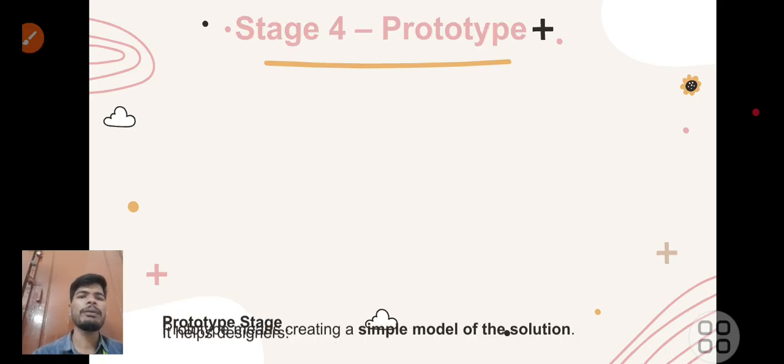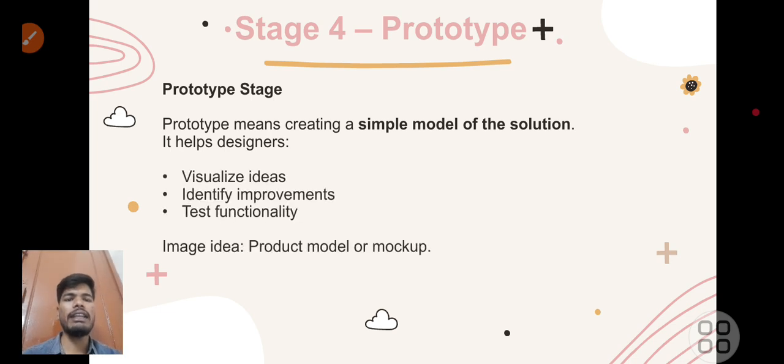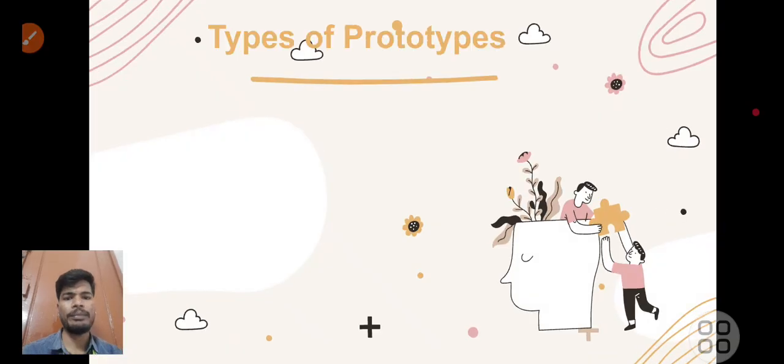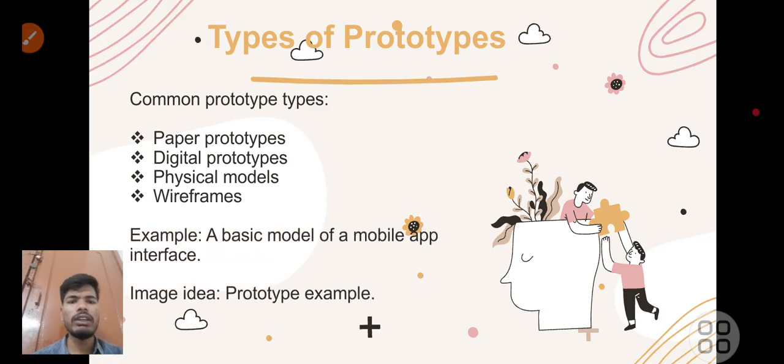Stage 4, prototype. Prototype means creating a simple model of the solution. It helps designers visualize ideas, identify improvements, test functionality. Image idea, product model or mock-up. Types of prototypes. There are commonly 4 types of prototypes, such as paper prototypes, digital prototypes, physical models, wireframes. For example, a basic model of a mobile app interface. Image idea, prototype example.